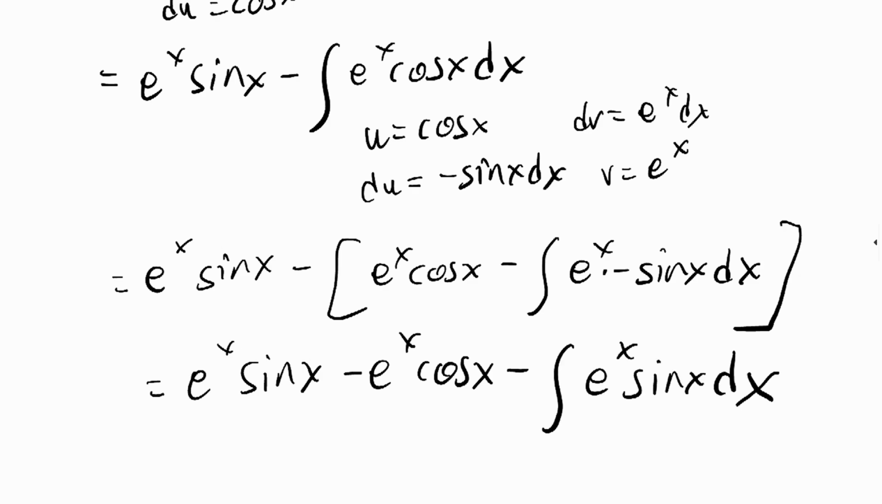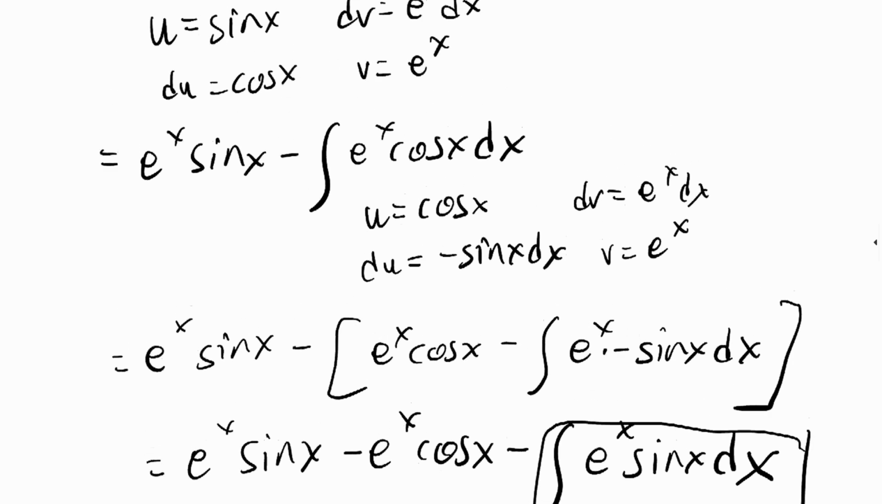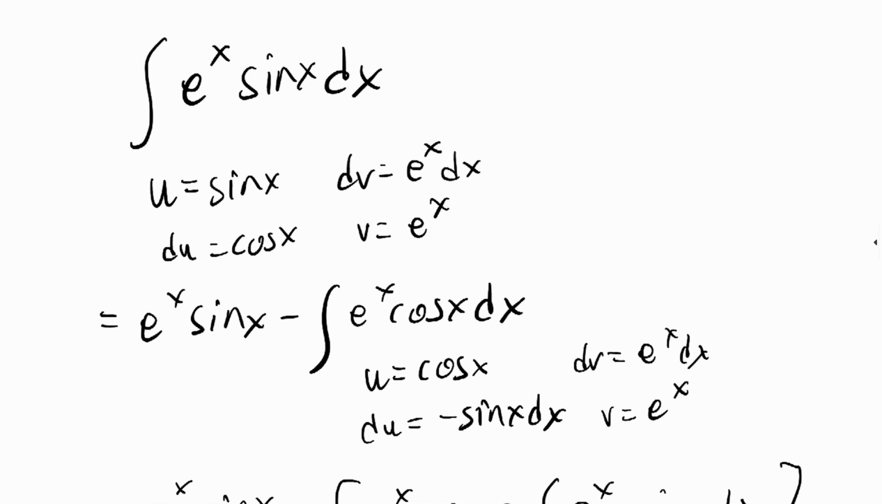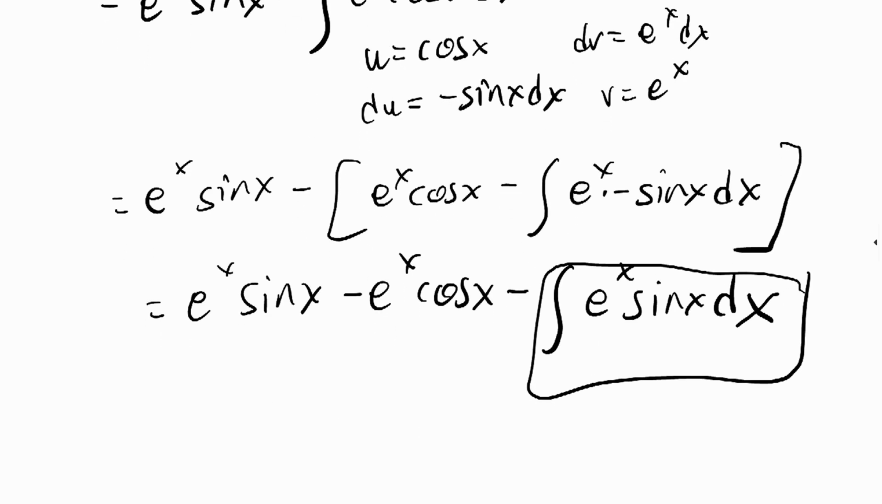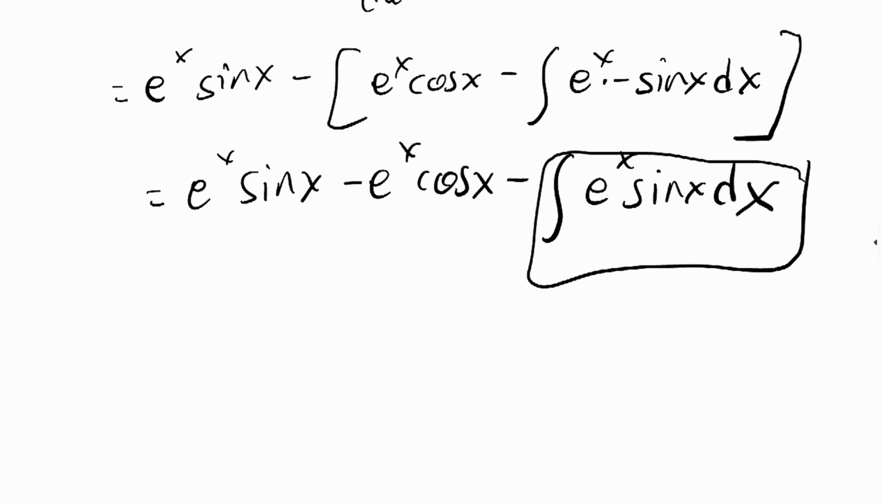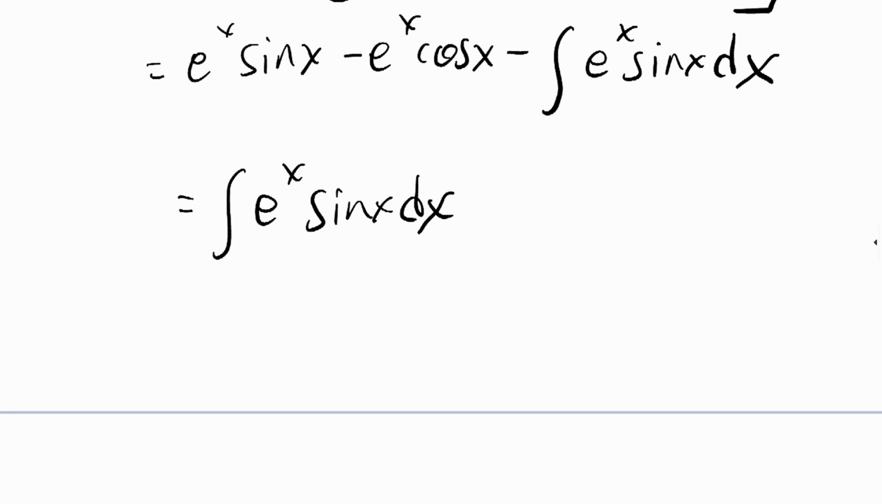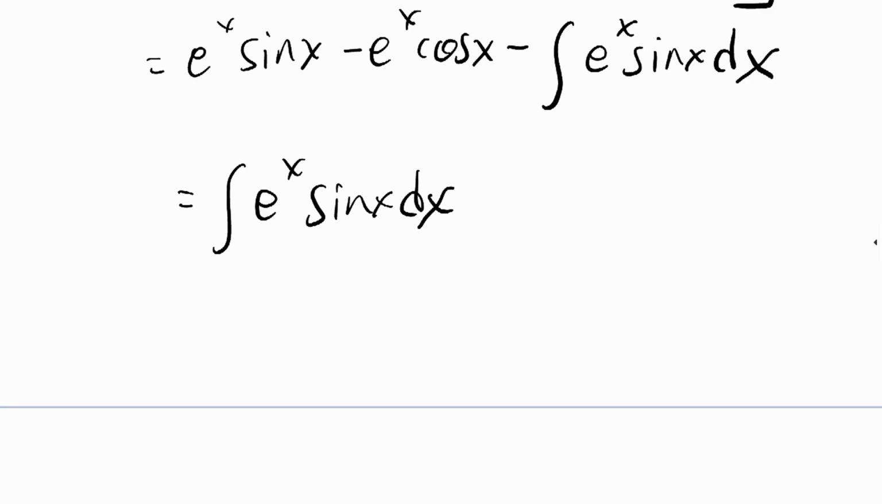Okay, so we got to this step. And yes, we've made it extremely complex now. But notice something here. What is this? This is our original integral. It's the same as this. Okay, so remember, this entire thing is still equal to the integral of e to the x sine x dx. So now just look at this equation, right? This is our equation. What do you think we can do?